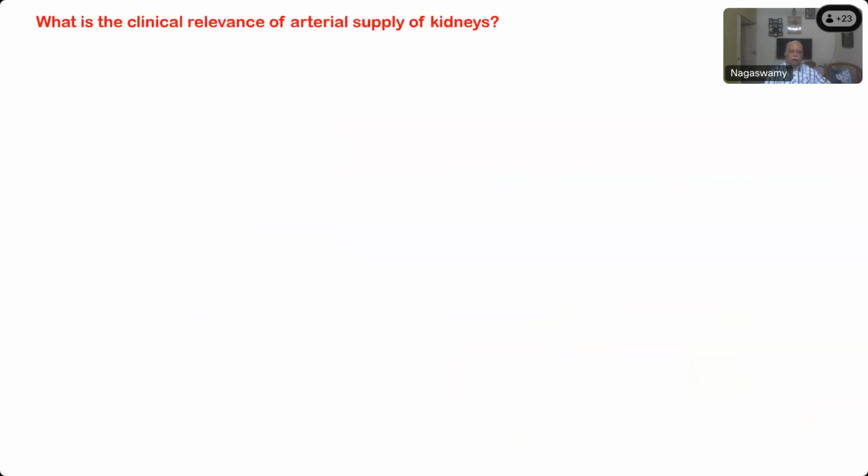What is the clinical relevance of arterial supply of the kidneys? Sometimes there is more than one renal artery supplying the kidneys. Have you ever seen that? Some of you have had exposure to transplant. The donor kidneys may have more than one renal artery. Why is that?